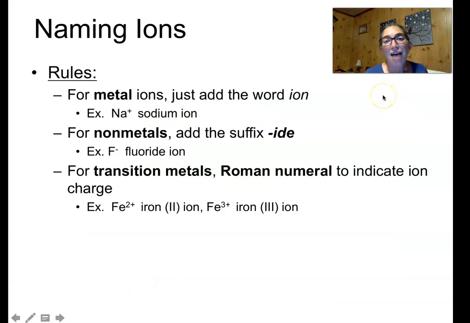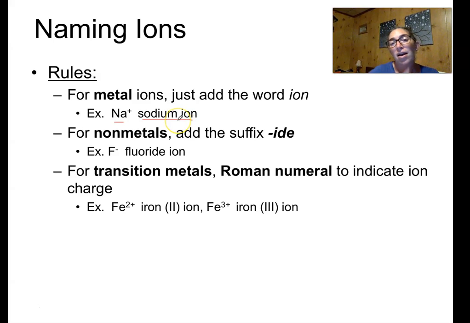So ions have names, and naming ions is not terribly difficult. It's naming compounds that gets a little harder. But to be able to name compounds, we have to be able to name ions. So for metal ions, or cations, all you do is add the word ion at the end. So sodium atom would be a neutral, but sodium Na+, the ion, would be sodium ion. We go through the group 1 elements here: lithium ion, sodium ion, potassium ion, rubidium ion, and so forth.